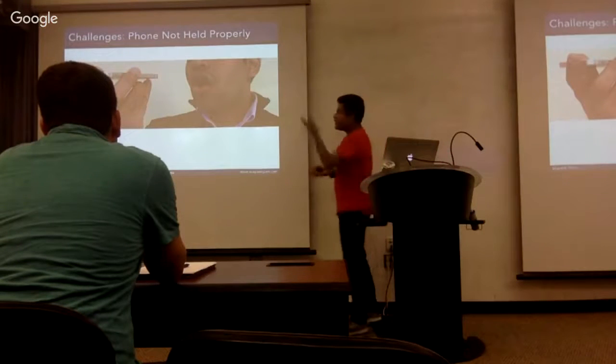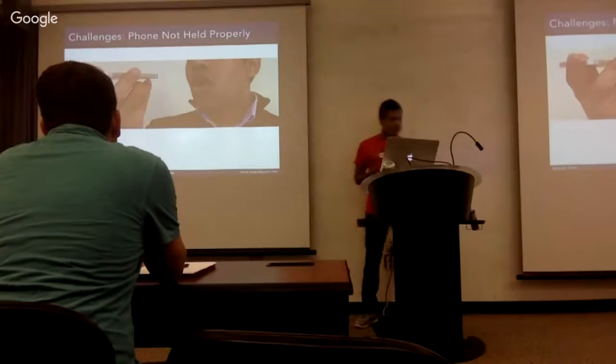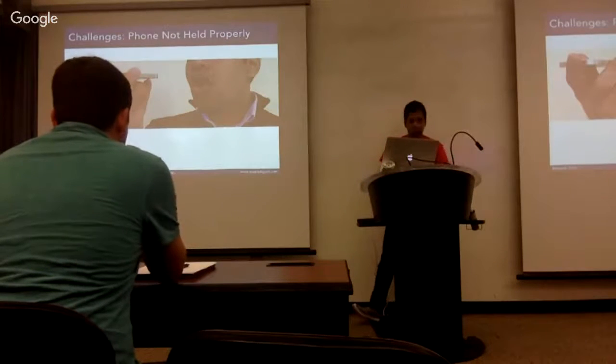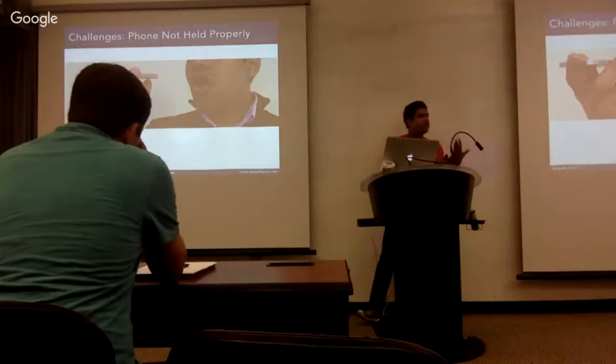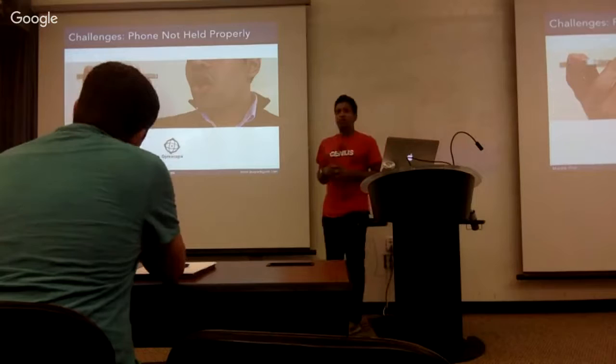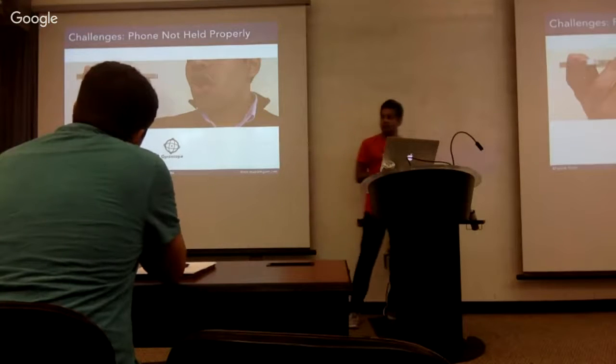For example, you might not hold the phone properly. Usually when you're using SpiroSmart, you need to hold it upright, and you need to exhale on the screen and not directly at the microphone. But this is a problem that can easily be solved with the gyroscope that is there on the phone.